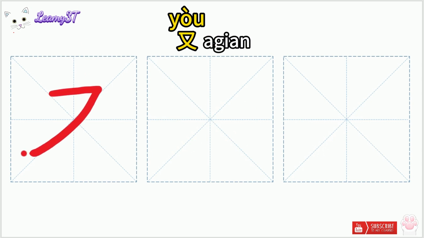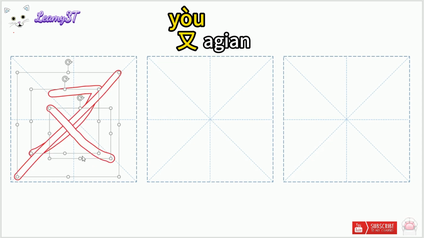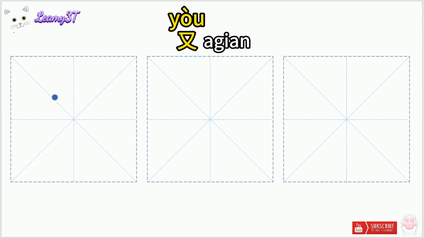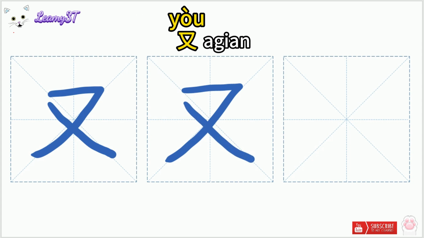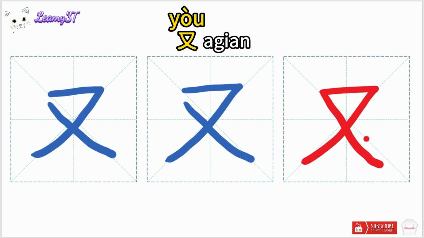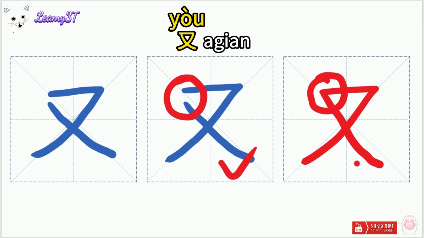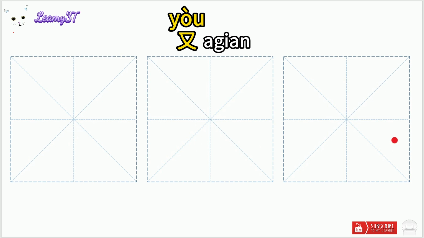When you write, use the slanted lines to help you find the correct angle. Okay, follow me to write and read the strokes loud. 横撇捺. Again, 横撇捺. Of course, you can connect the 捺 with the 横 on the top, so you can write like this. 横撇捺. So you see, they're connecting. But here, they're not connecting. Both are fine.